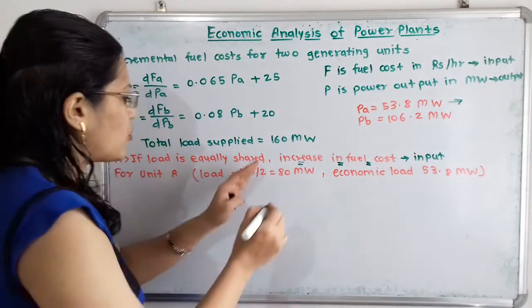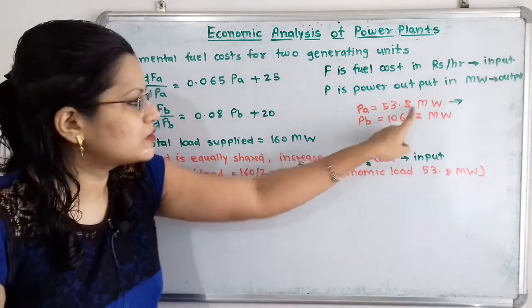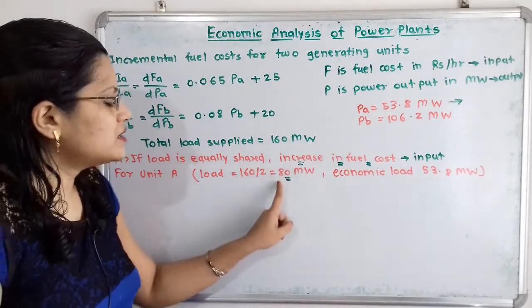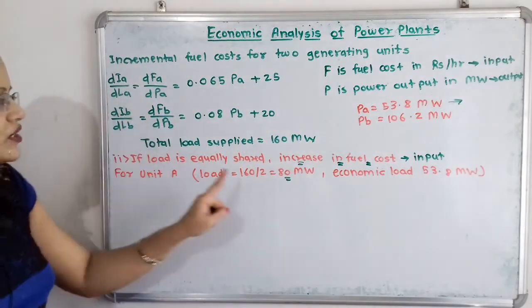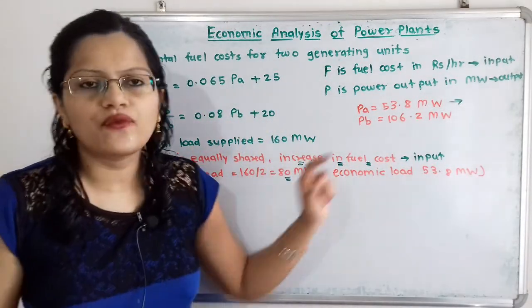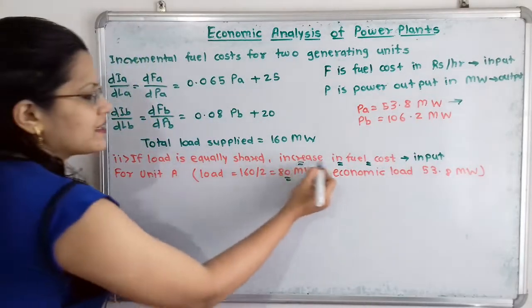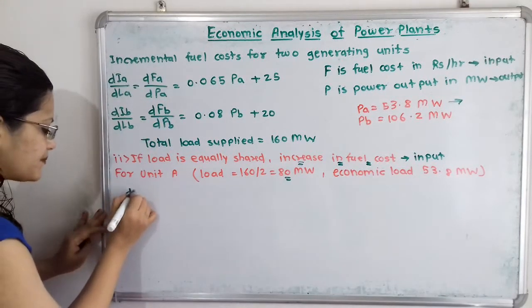And now when the loads are equally shared, the load is given as 80 megawatt. So we have to select these two ranges. So in between these two ranges, if we integrate this given equation, then we will get the increase in fuel cost. So I will write here: the increase in fuel cost is nothing but we have to take this dFA.